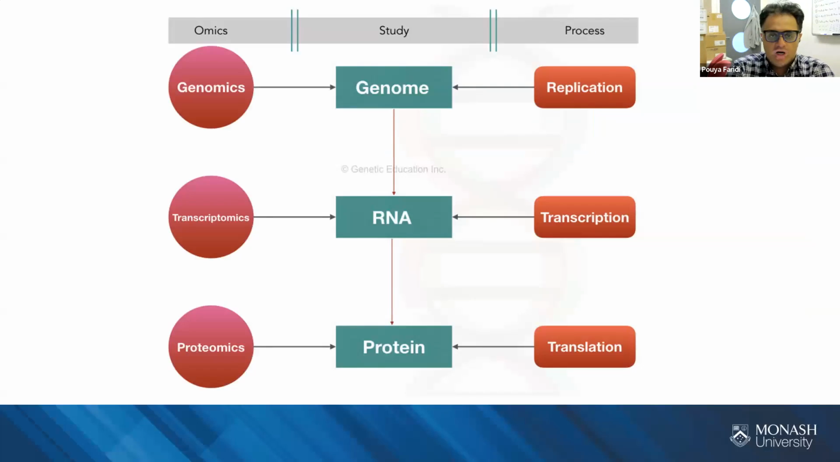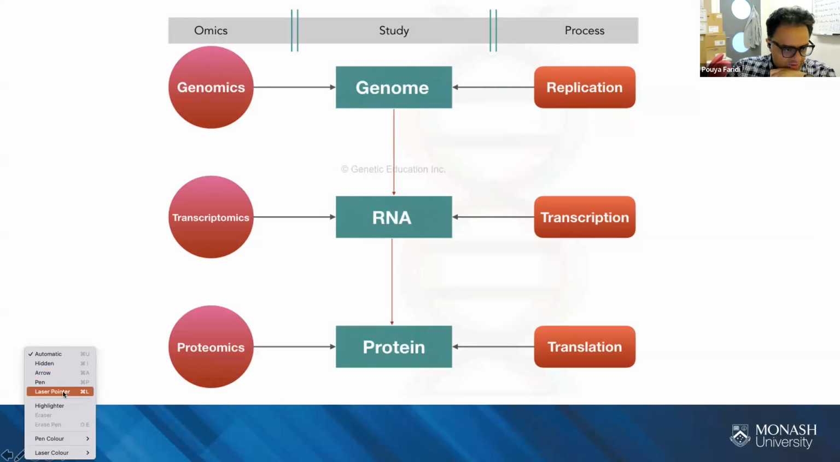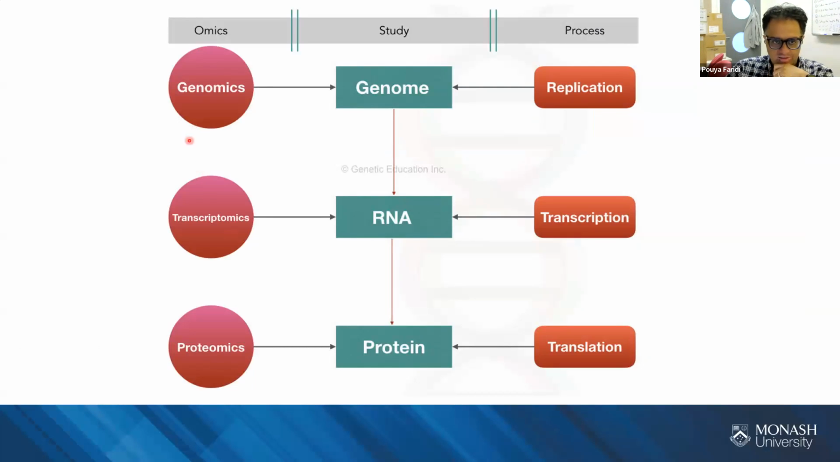So the first question is why we need proteomics? You know very well, definitely you've heard about different omics technologies. So we have genomics, which studies the genome and the process of replication. Then we have transcriptomics, which is another level after genome. We study RNA and transcription, and then proteomics, which studies proteins, and it's about translation.